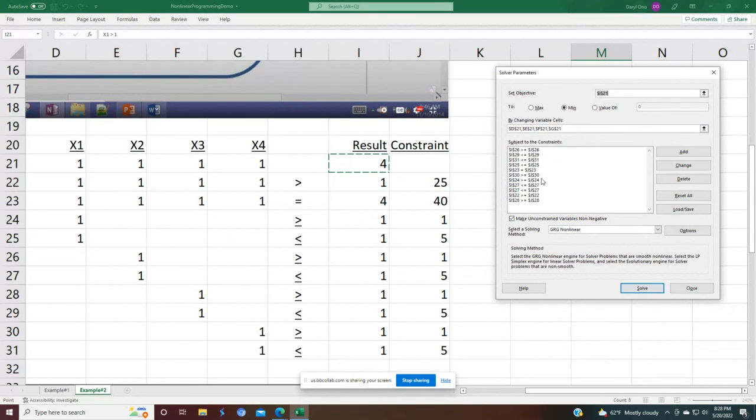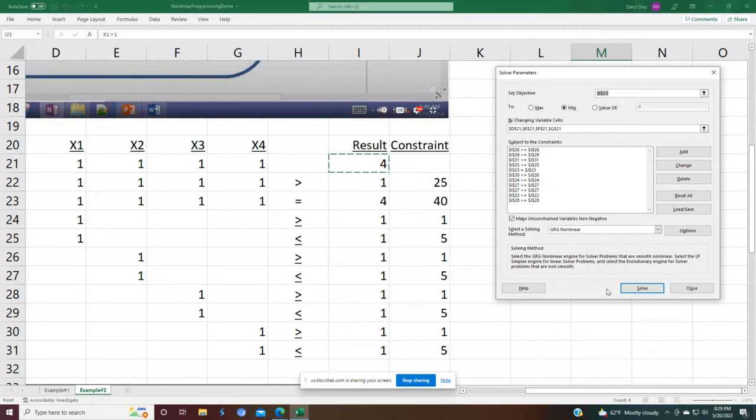And J22, so that's down here. I-22, this cell here, has to be greater than or equal to 25. So I-23, this is constraint number 2. I-23 is constraint number 2. I-22 is constraint 1.